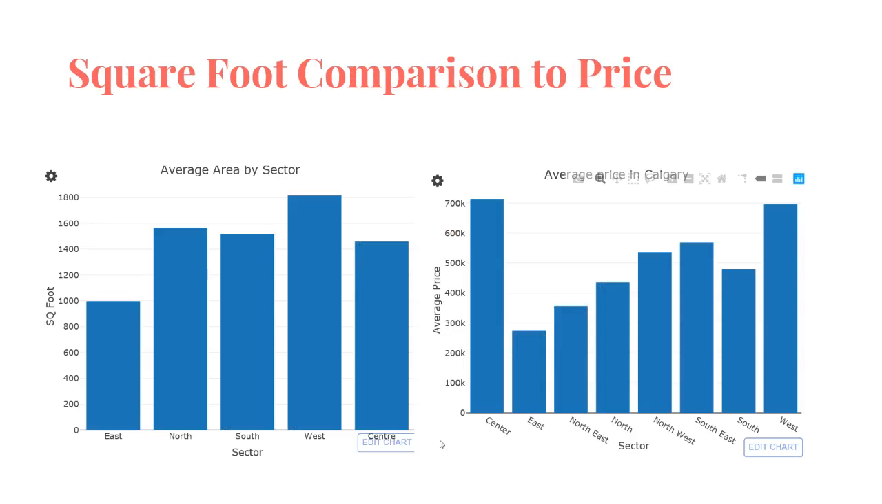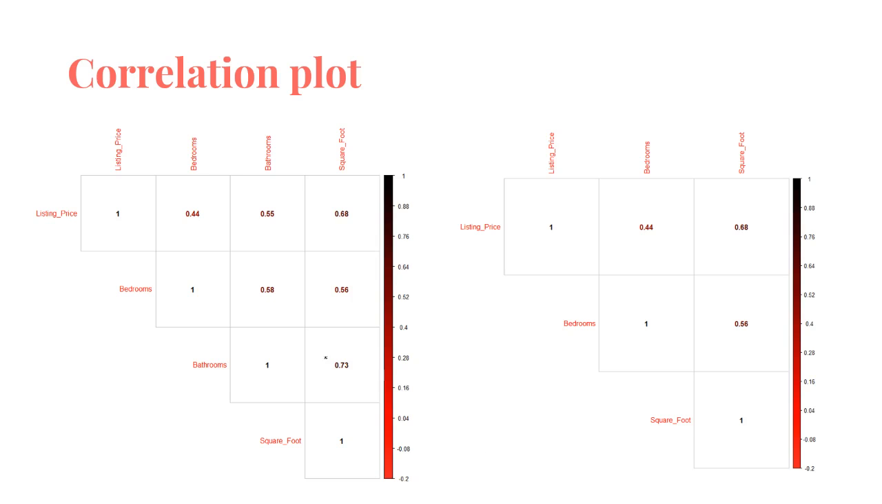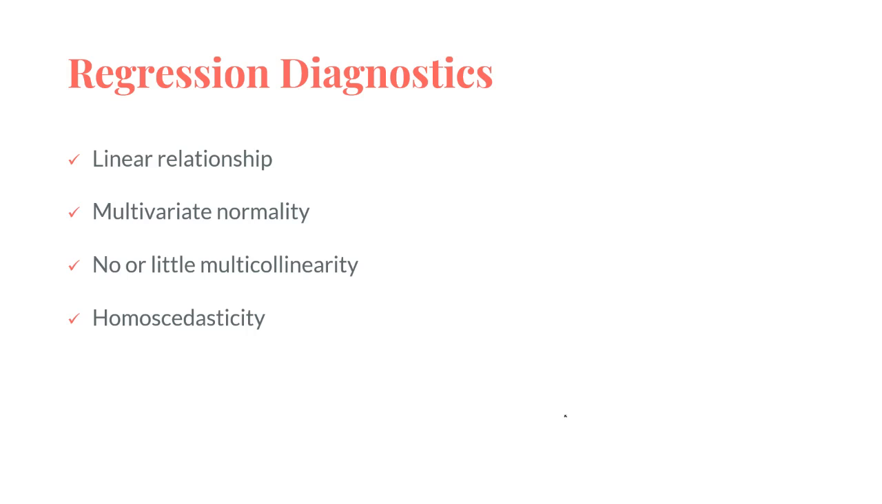Here we have a basic comparison of 2 bar charts that compare square foot and price. This is to help visualize our variables. As you can see, the downtown prices are quite inflated compared to the square feet you are getting. Here we have our correlation plots that show a very high correlation between bedrooms and bathrooms with square feet. Therefore, in our final regression, we decided to remove bedrooms and bathrooms to reduce multicollinearity.